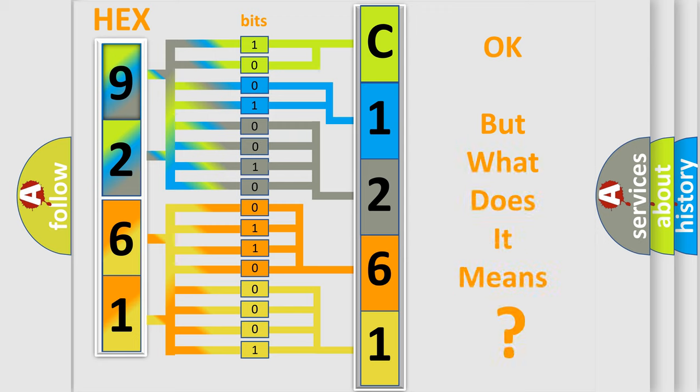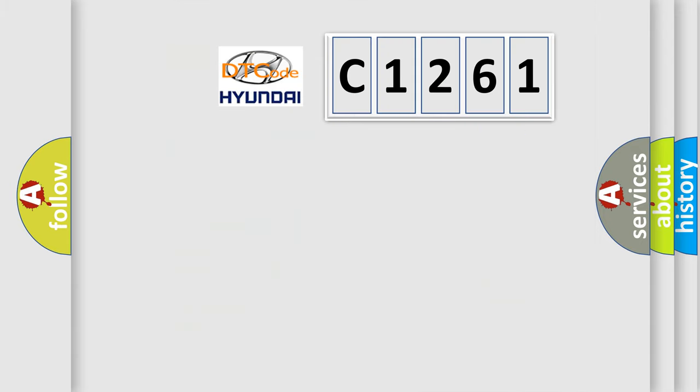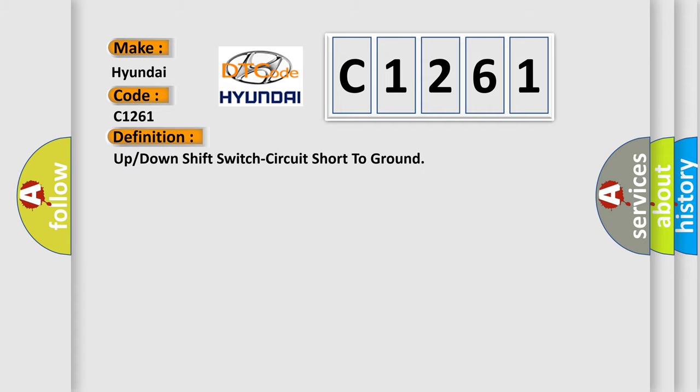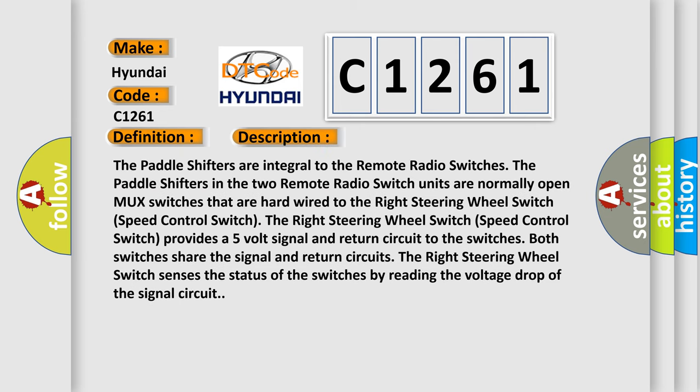The number itself does not make sense to us if we cannot assign information to what it actually expresses. So, what does the Diagnostic Trouble Code C1261 interpret specifically for Hyundai car manufacturers? The basic definition is up or down shift switch circuit short to ground. And now this is a short description of this DTC code.